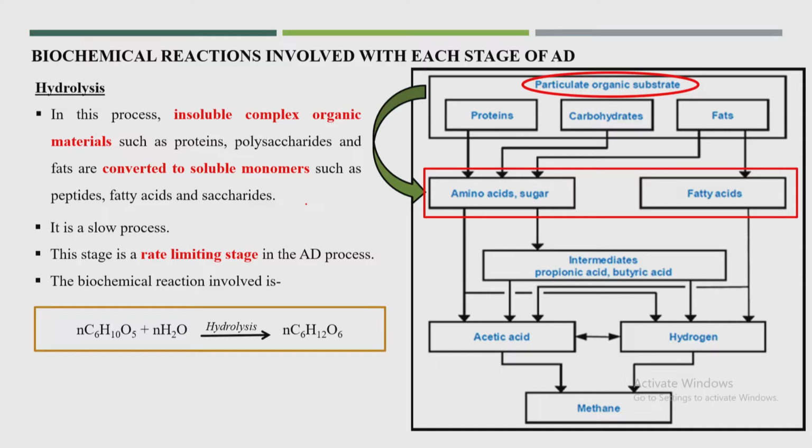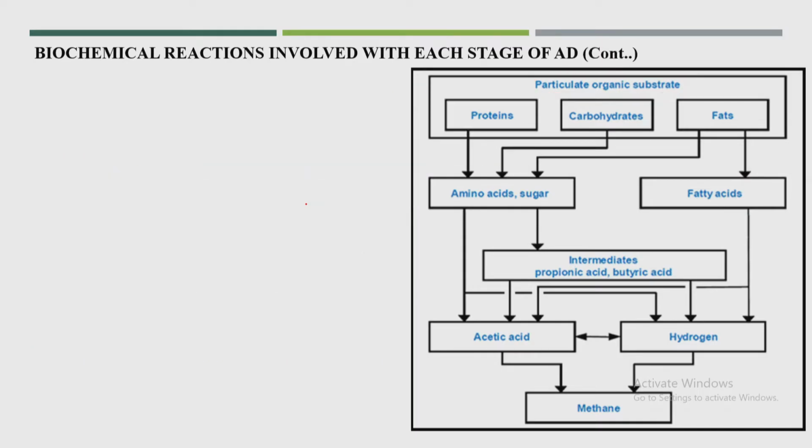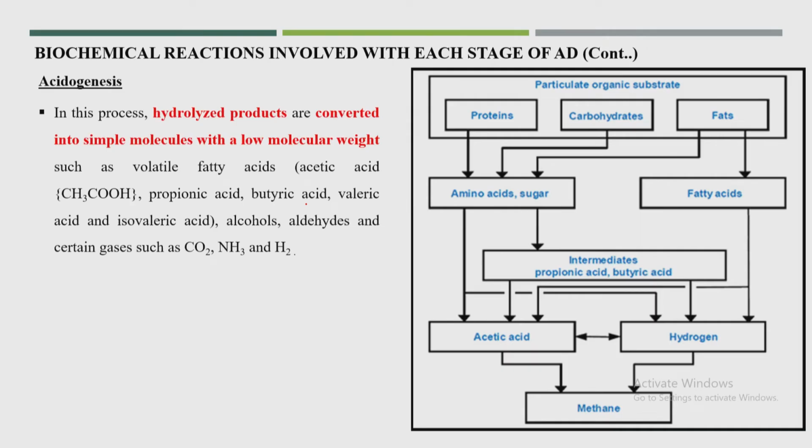So, what are the biochemical reactions involved here? The organic matter will hydrolyze and convert into simple monomers. Now, the next stage is acidogenesis, or the fermentation process. In this process, hydrolyzed products are converted into simple molecules with low molecular weight, such as volatile fatty acids like propionic acid, butyric acid, valeric acid, and alcohols, aldehydes and certain gases such as carbon dioxide, ammonia and hydrogen. So, this is the second stage.